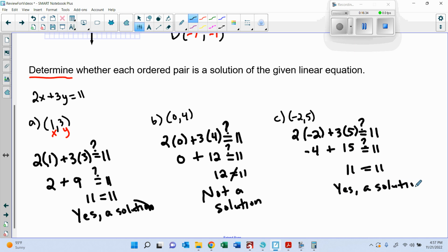Okay, so that's how we determine if something's a solution. And that's true for linear equations in 2 variables, which is what we have, or a single variable. So if you have an equation that only had x's in it, and they want to know, is x equal 3 a solution? You would simply plug it in to all the x's and then see if the equation is true. Okay, so that's going to be it for this video.